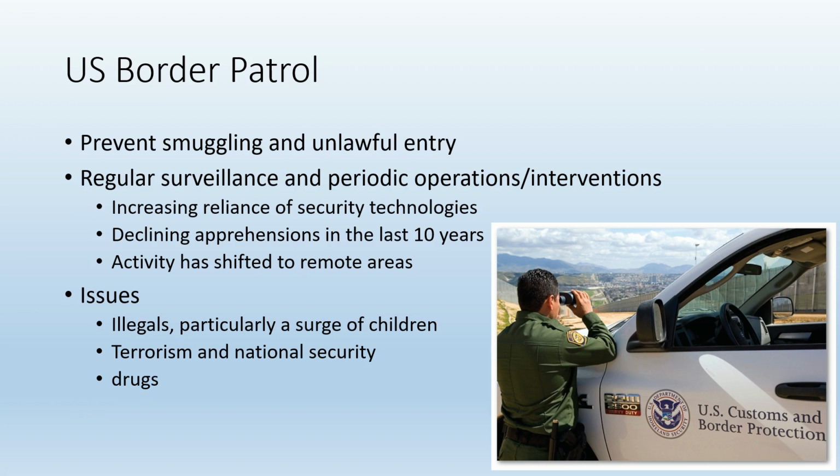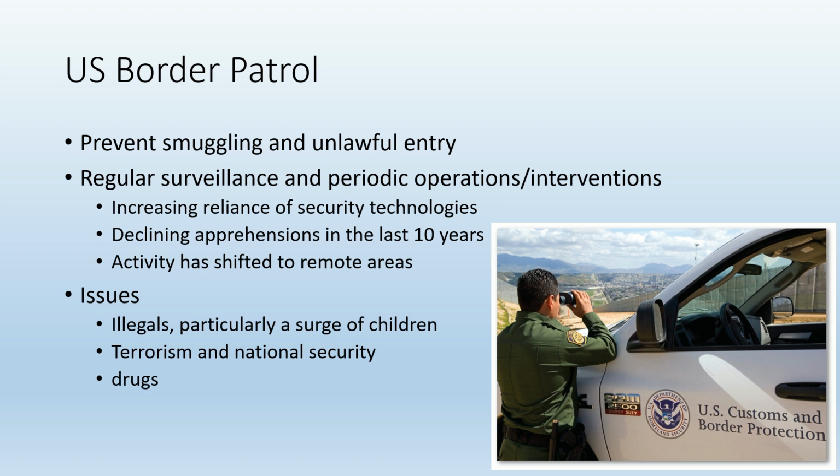Now we have the U.S. Border Patrol. Their job is to prevent smuggling and unlawful entry across the borders. They have all kinds of surveillance and operations and interventions in order to do that. More and more they're using new technologies like drones to help them. Despite that, the number of apprehensions at the border has been up and down, but generally declining over the last 10 years.